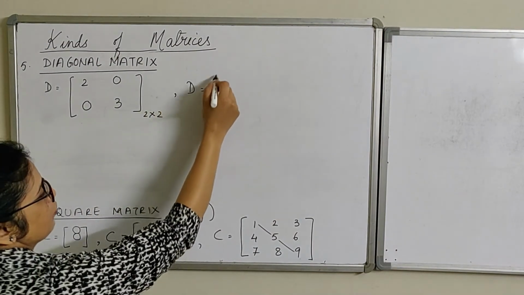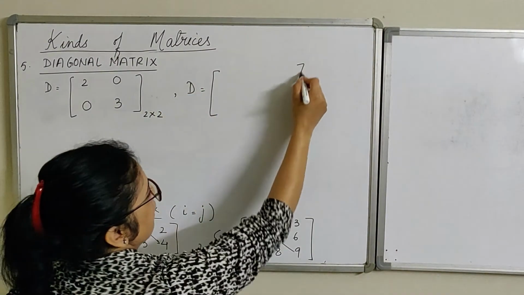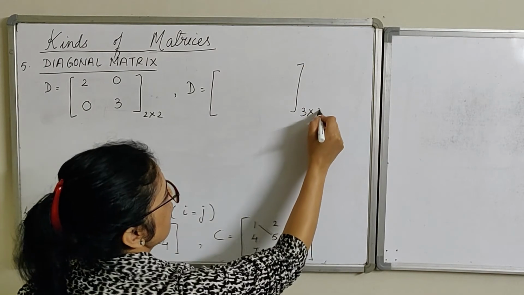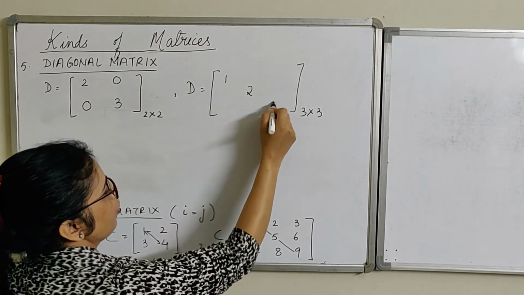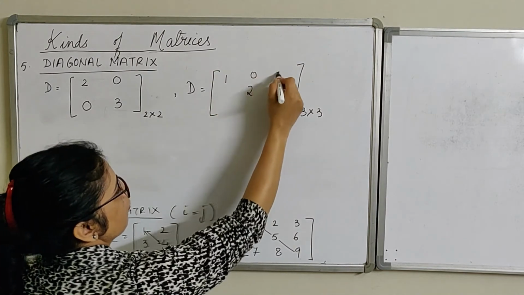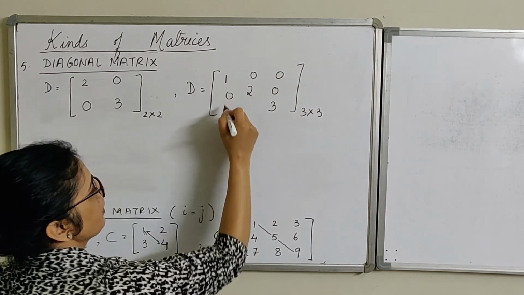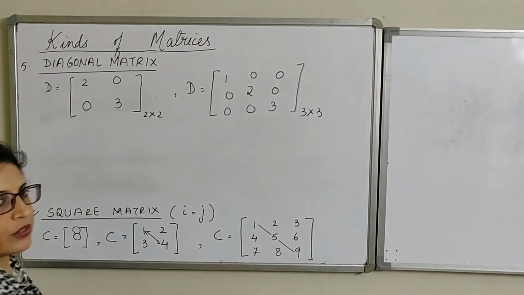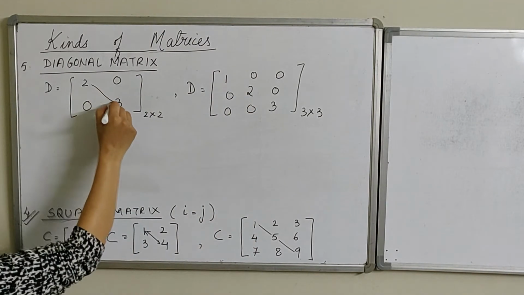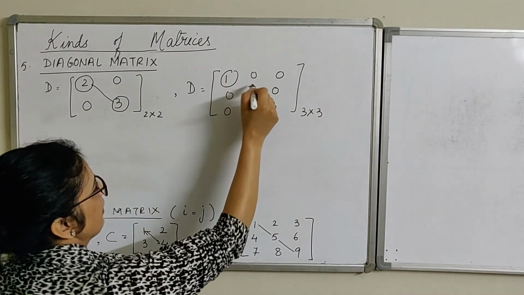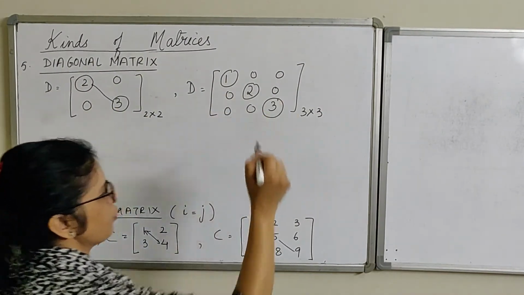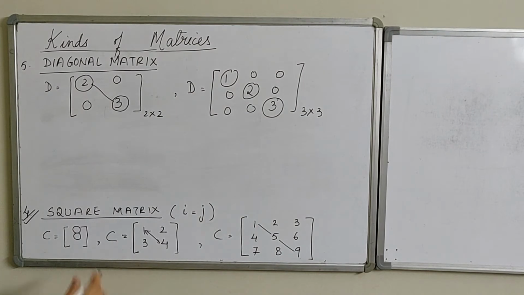Because it has to be a square matrix, let's write down a 3 by 3 matrix. Once again, the diagonal elements are non-zero elements and the off-diagonal elements, each is a 0. This way. So you can see here that these are the diagonal elements and these diagonal elements are not 0. And they are all different real numbers.